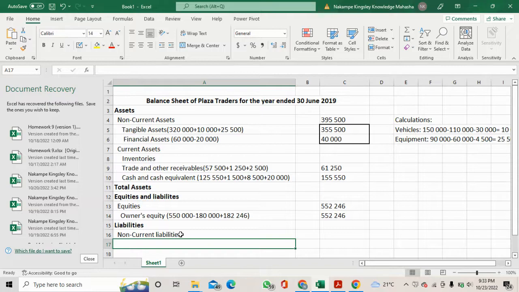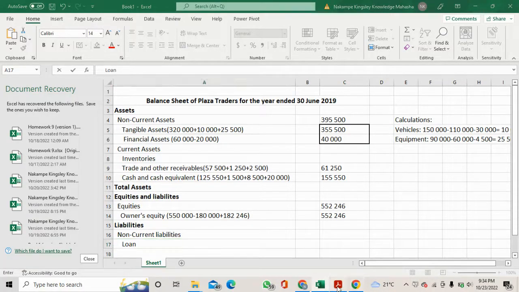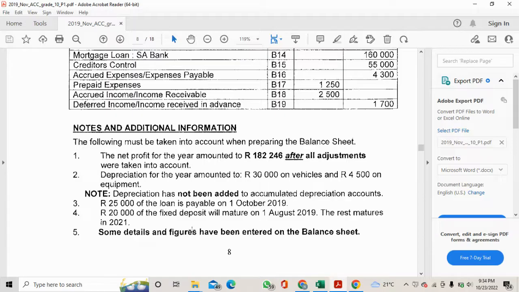Here we're talking about loan. We have only one non-current liability, which is the loan or mortgage. So let's go to our information. They are saying that 25,000 of the loan is payable next year. If it's payable next year, it's no longer a long-term loan, it's now short-term because it will be paid next year, right? So we have to take it out from our long-term loan.